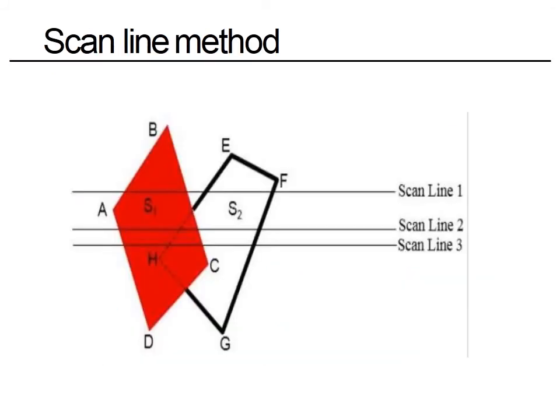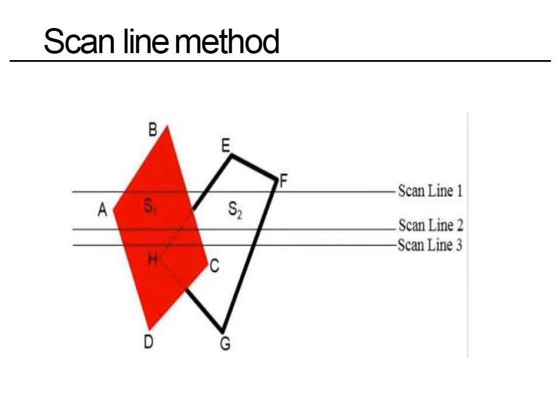A scan line method can be defined in certain areas where the values are defined in the scan line. Scan line rendering is an algorithm for visible surface determination in 3D computer graphics that works on a row by row basis rather than a polygon by polygon or pixel by pixel basis. Here we are having three lines: scan line 1, scan line 2, scan line 3.